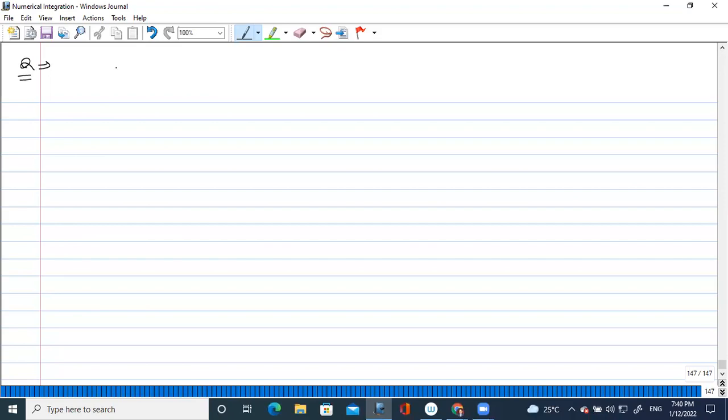One more question you can take. Solve D square plus 1 into y is equal to 5 e to the power minus t cos t. Okay, so here f(D) is what? D square plus 1.